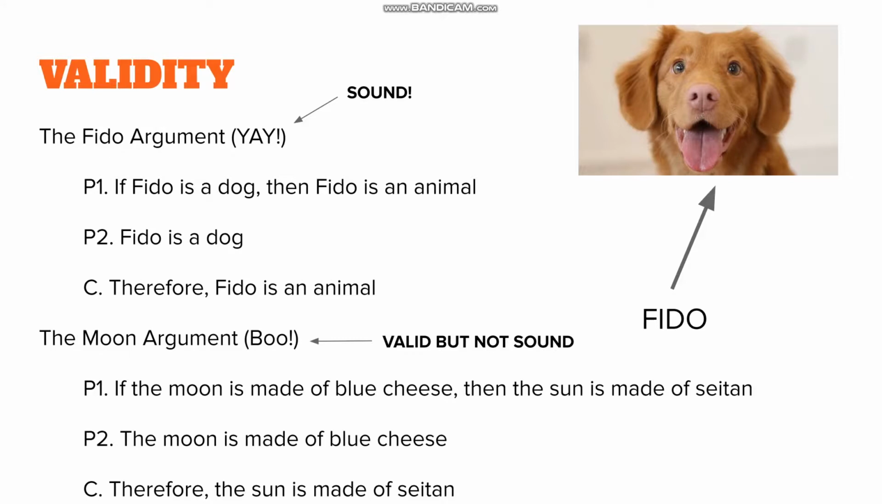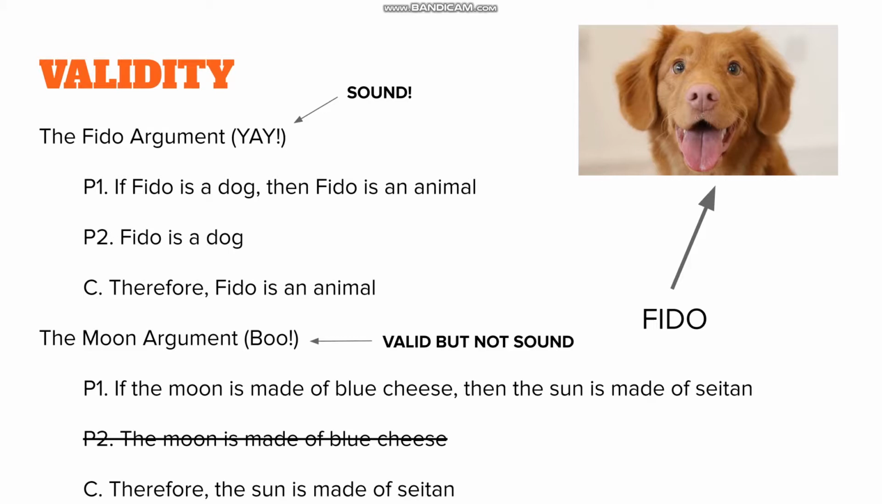By contrast, when we look at the moon argument, we can immediately see that at least one of the premises in that argument is false. Namely, the moon is made of blue cheese. And that's clearly false. So this argument, the moon argument, even though it's valid, is not sound. And it's not sound because not all the premises are true. At least one of them is false.